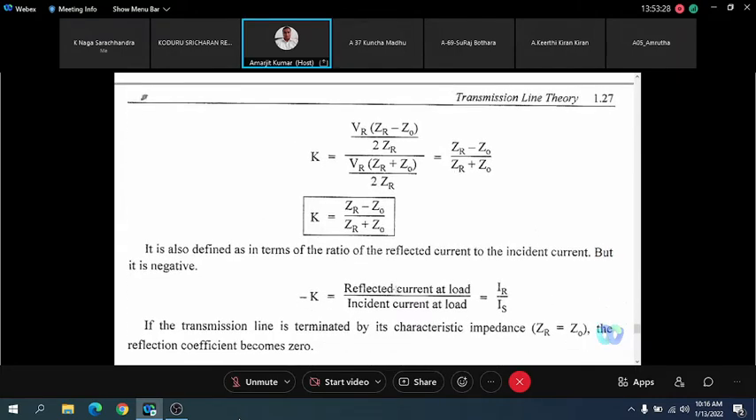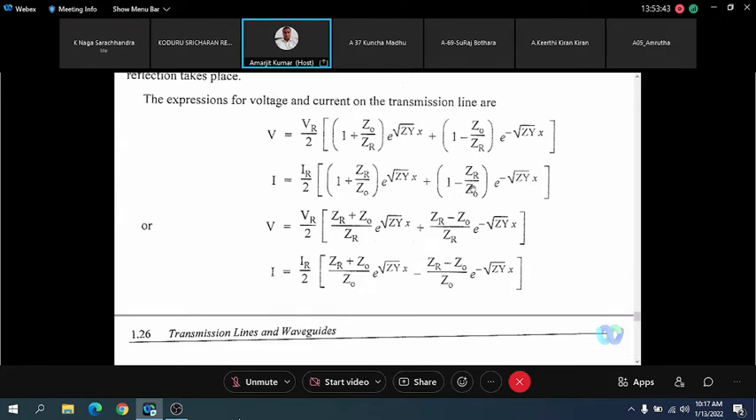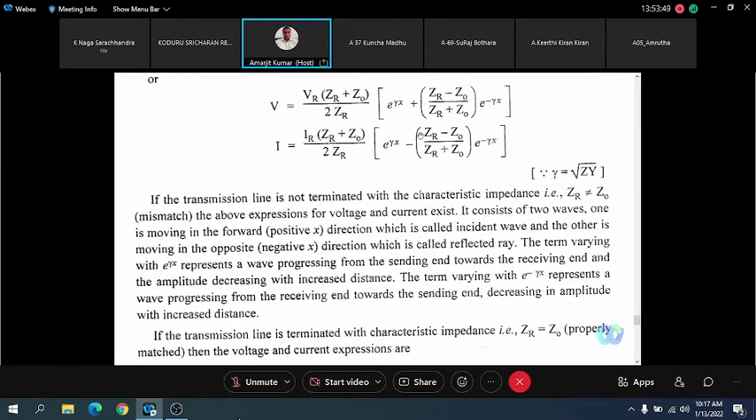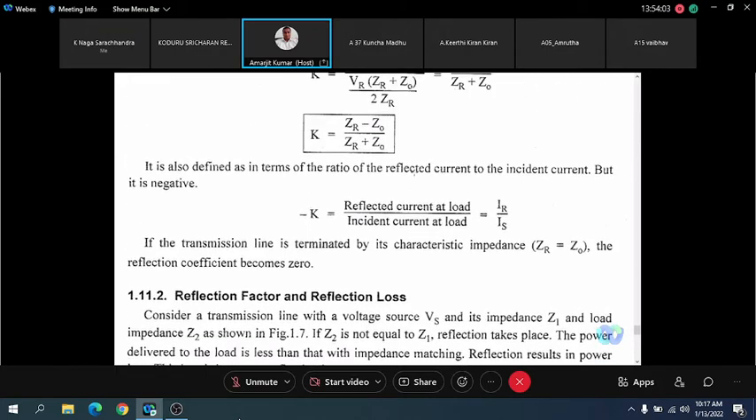Or you can also define it as the ratio of the reflected current to the incident current, but you have to take the negative sign. Because for current, what is the expression? See here, this is the expression for voltage. For the current, it has a negative minus sign. So the reflection coefficient can be defined as the negative of the ratio of the reflected current to the incident current. That way you can also define it. So the reflection coefficient will be equal to minus IR upon I.